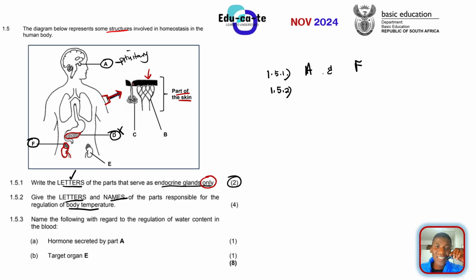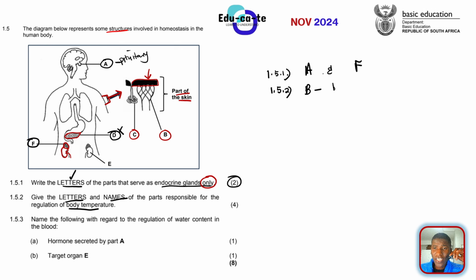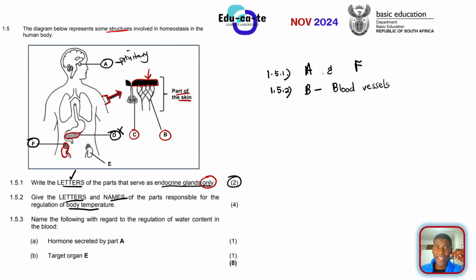So here you can see that this is your skin, the one indicated in black. This is the surface of your skin, and then we have part B and part C. These are the parts that basically regulate the body temperature. We can say that part B is the blood vessels, because you can see that they are just blood vessels. That's how they look. You just kind of have to know them. So these are blood vessels. Remember, they say the letter and the name. You do not get the 4 marks for sleeping. You get the 4 marks for writing sensible things.